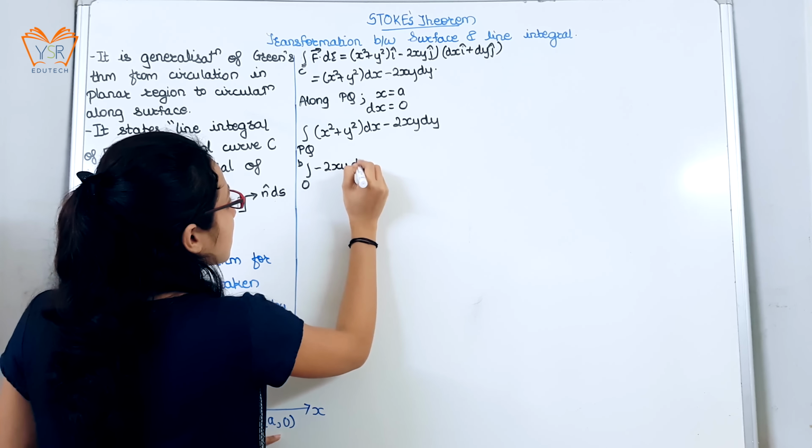Similarly we'll go for QR. Along line QR, now y is equal to b. Here dy will be equal to 0. Limits of y are from b to b. Change in y will be equal to 0. So along QR, as dy will be equal to 0, the second term will be equal to 0. I'll directly write the first term here.